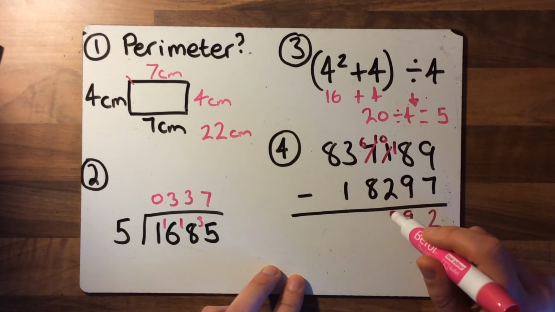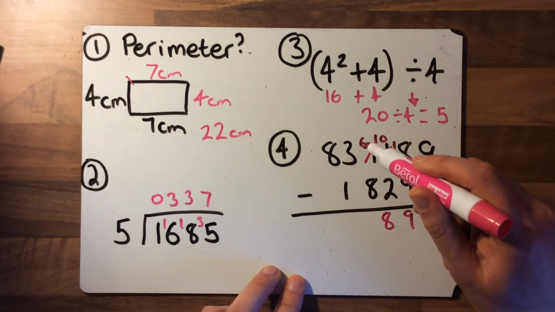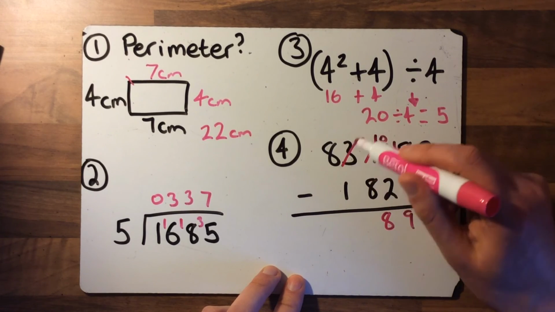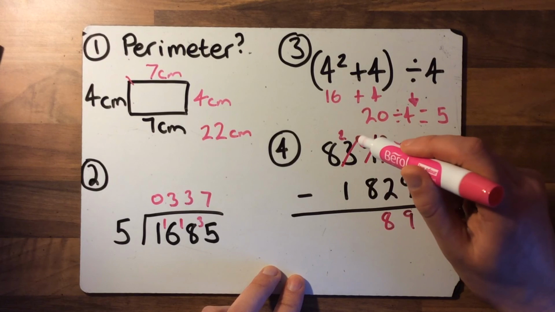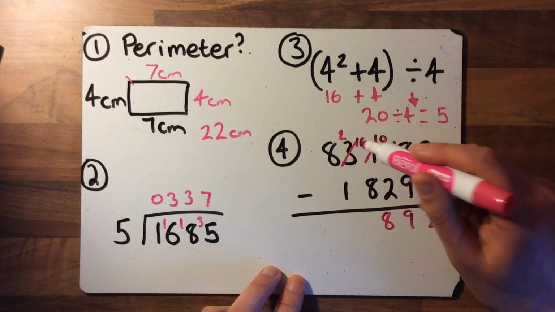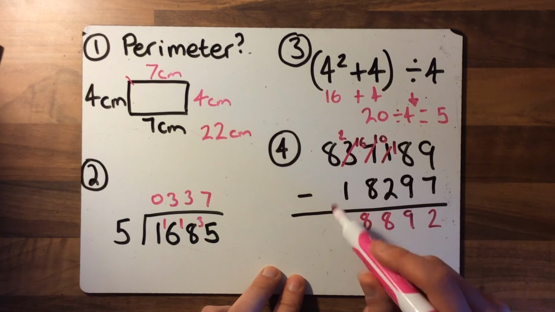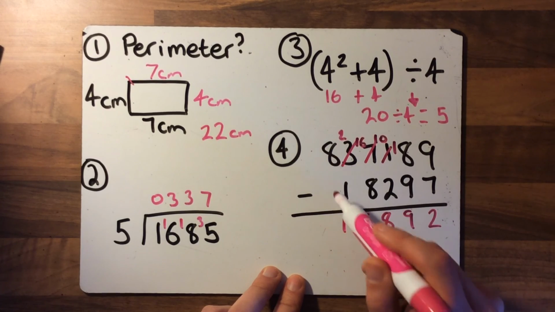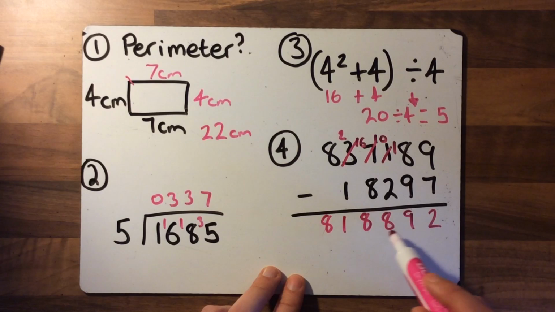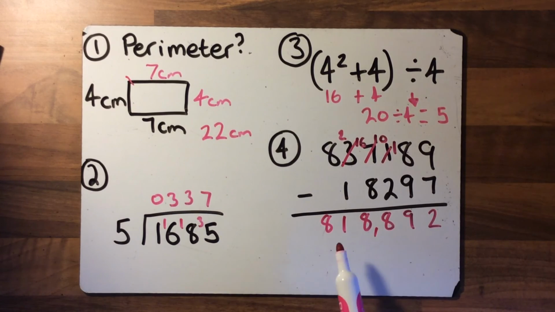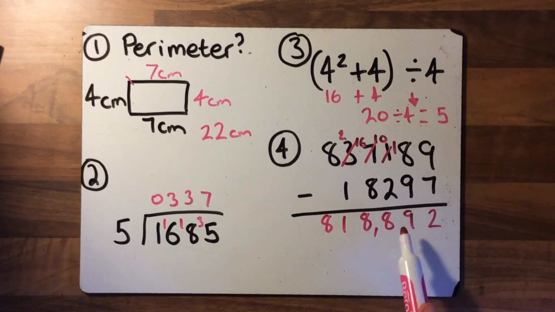10 take away 2 is 8, we can't do 6 take away 8, so again we need to exchange, that becomes 2, this is now 16. 16 take away 8 is 8 again. 2 take away 1 is 1. 8 take away nothing is 8. And we can put that in there to get to the answer of 818,892.